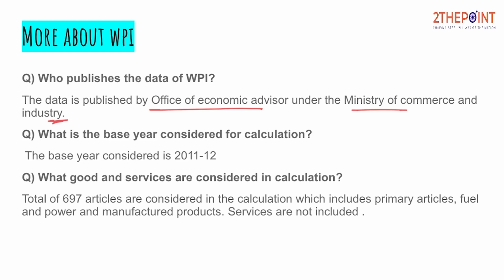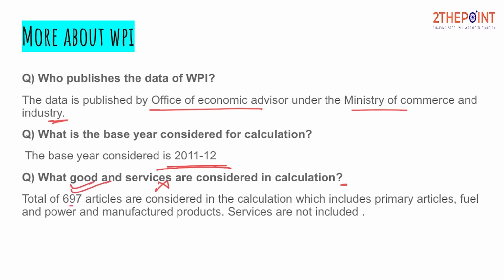So for calculating or tracking any growth, or when we want to know the difference between the production volume of this year compared to the previous year, we need a base year to compare our values. For calculating WPI, we consider 2011-12 as our base year. And what are the goods and services considered in the calculation of WPI? As I told, services are not included, only goods are included.